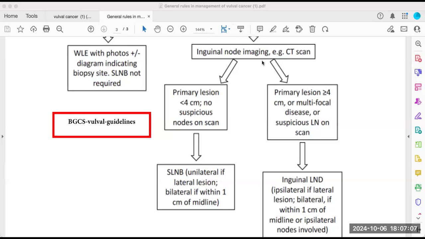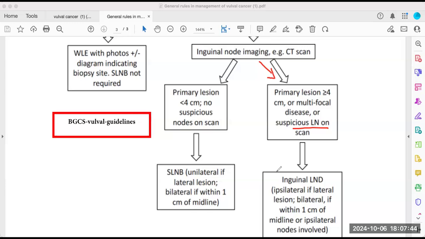On the other hand, the other arm of the algorithm says primary lesion 4 cm or more, or multifocal disease, or suspicious lymph node on the scan. So what shall I do in those cases? Big lesion 4 cm or more, multifocal disease with 2 to 3 lesions, for example, or presence of suspicious lymph node on scan. In this case, I have to perform inguinal lymphadenectomy, correct?